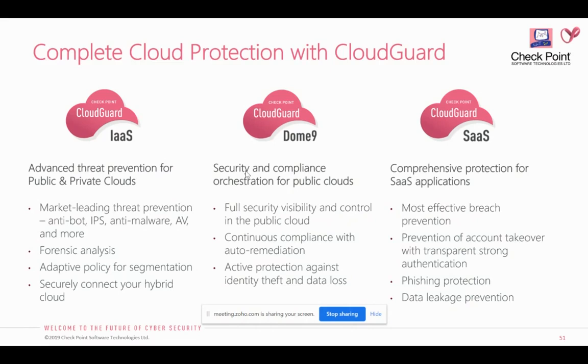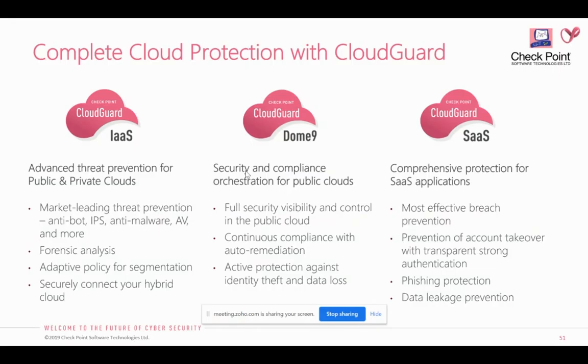So this is like an API-driven architecture. You don't need to change the MX record or anything. You just need to connect your Office 365 or any kind of suite with this advanced CASB solution. It's more than a CASB solution, not just the CASB solution like what our competitors are offering. It has the most effective breach prevention of account takeover with transparent strong authentication and phishing protection, data leakage prevention. It has all the benefits. And so we will be covering these three products which are important for the healthcare sector and all the cloud customers who want to protect the cloud workloads with all these product lines.